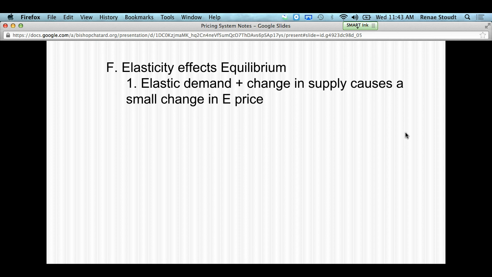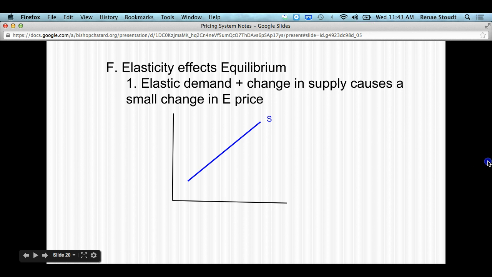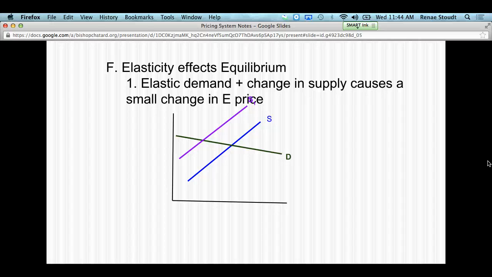So when we draw this out as an example, first of all, are elastic demand curves mostly horizontal or mostly vertical? We talked about this before. They're mostly horizontal. So when you draw this example, make sure you draw your demand curve mostly horizontal, and then you can draw just a regular old supply curve.